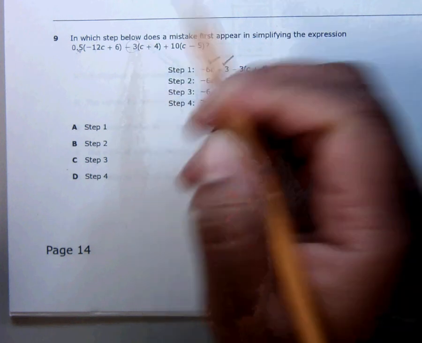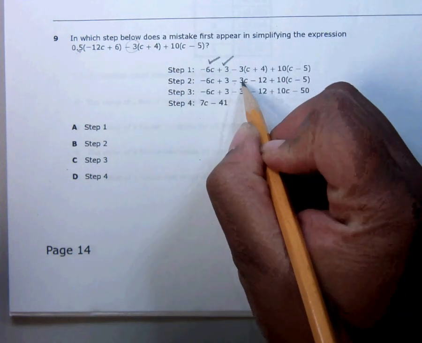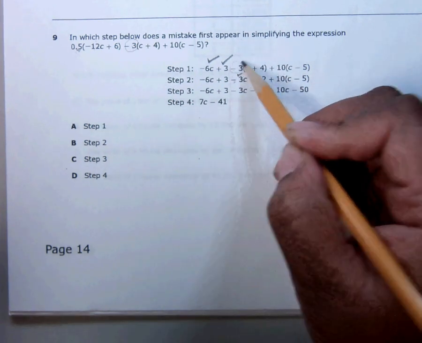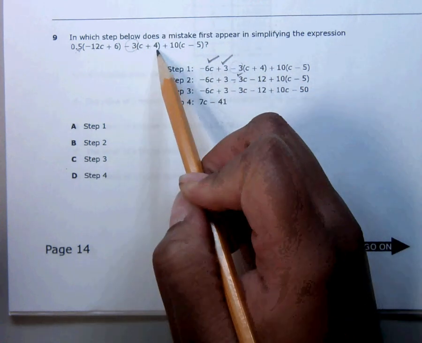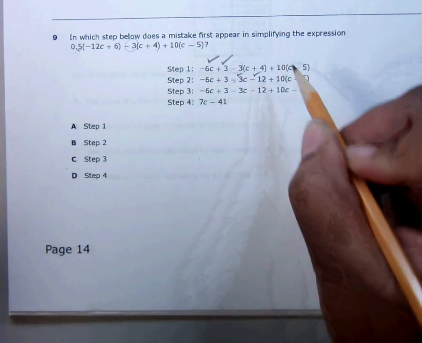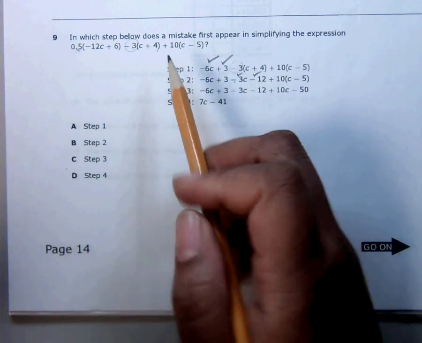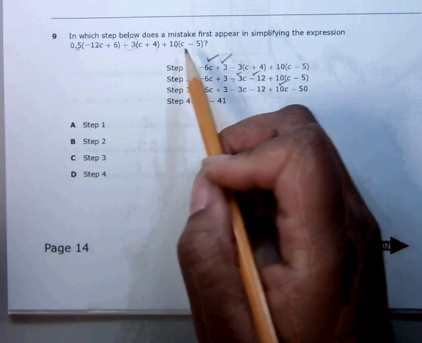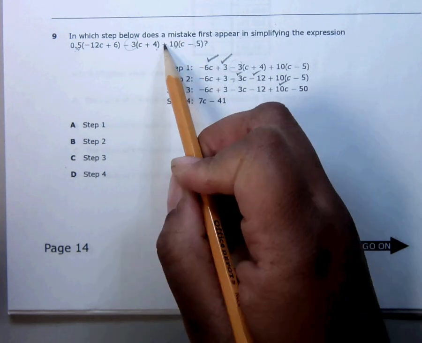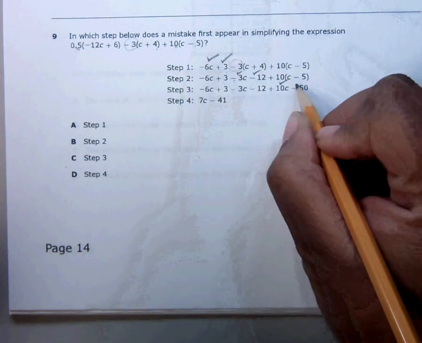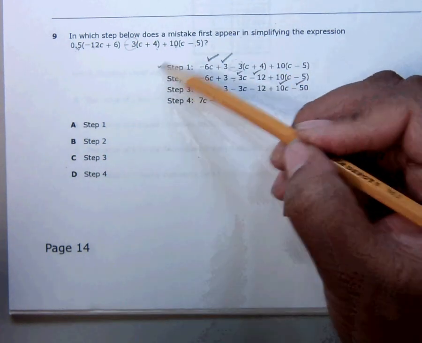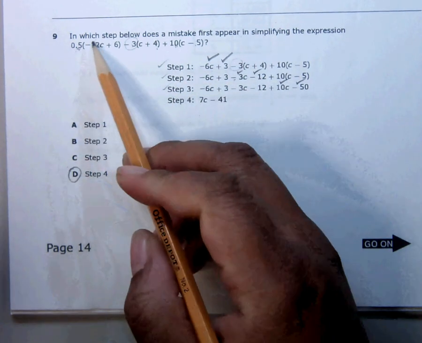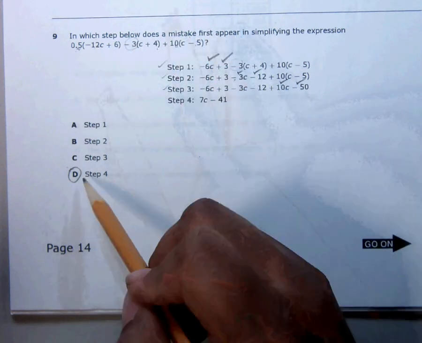-3 times c gives me -3c. That's correct. Take that same -3 and multiply it to a +4. That gives you -12. That is correct. Now do 10. 10 times c is 10c. 10 times -5, that's a +10 times a -5, it is -50. That's right. So far these 3 steps are correct. That means step 4 must be wrong. In which step below does a mistake first appear? It must be step 4. Let's see why.